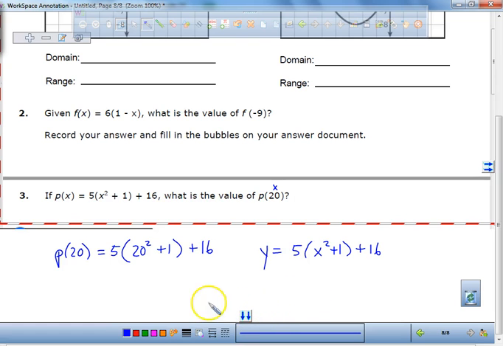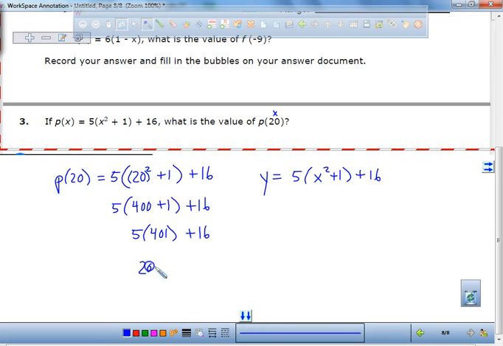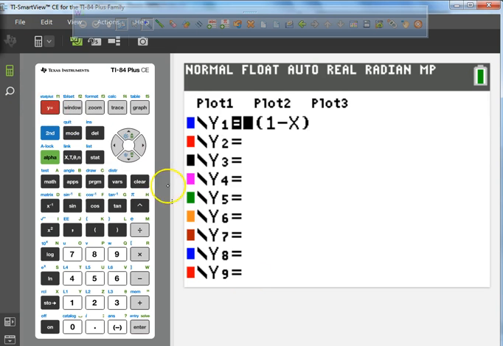Well, you're right. They should know how to do it by hand. Okay? This is how you do it by hand. I'm going to go ahead and put this in parentheses. You get 5 parentheses 20 squared is 400 plus 1. So that gives you 5 times 401 plus 16, which gets you 2005 plus 16, which is 2021. Okay? In the calculator, you can do the same thing.